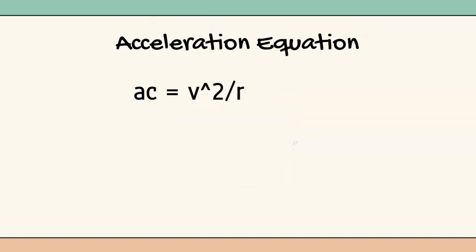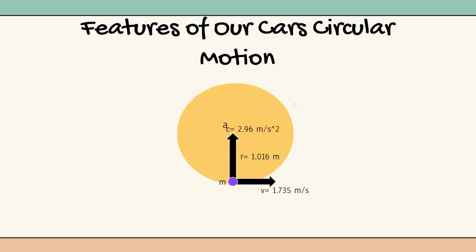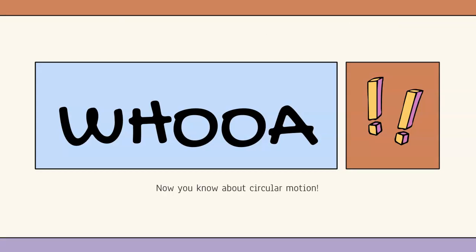And this is our acceleration equation. So the acceleration is the velocity squared divided by the radius. And this is how we calculated it, which gives us 2.936 meters per second squared. And this is how it looks with all of that information on our circle. Now we know about circular motion.